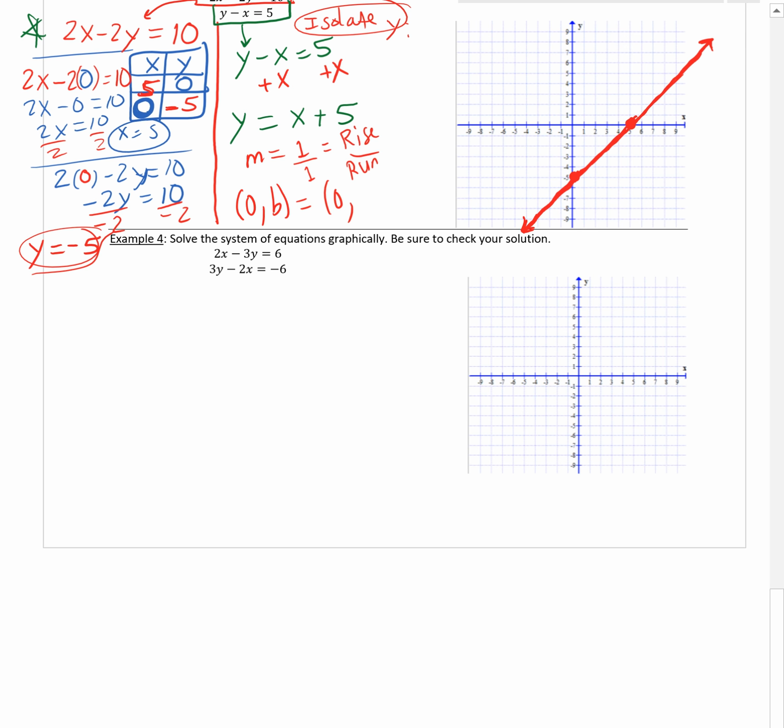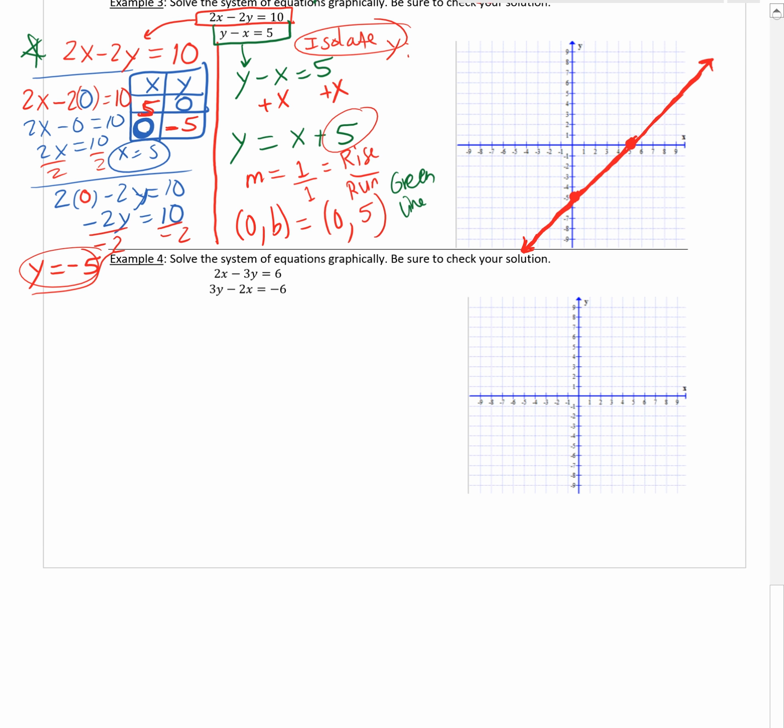That's 0, the y-intercept there is that constant term 5. Okay. So I'm going to plot that point. This will be the green line. I'm going to plot that point 0, 5. Where's that guy here? He's up here.